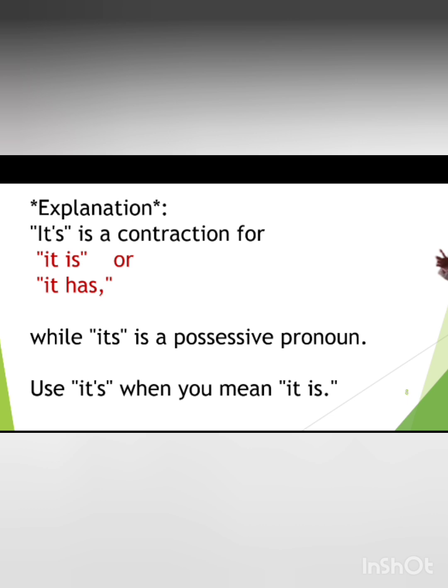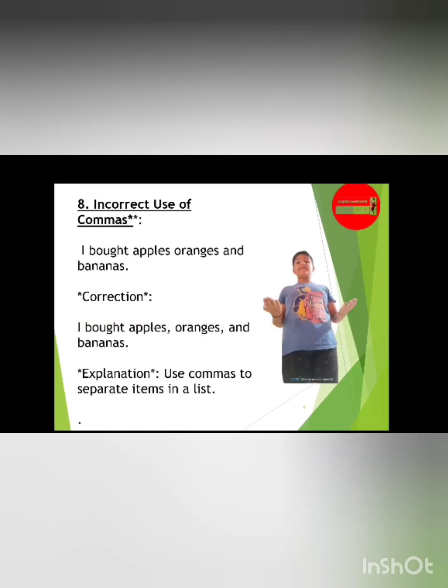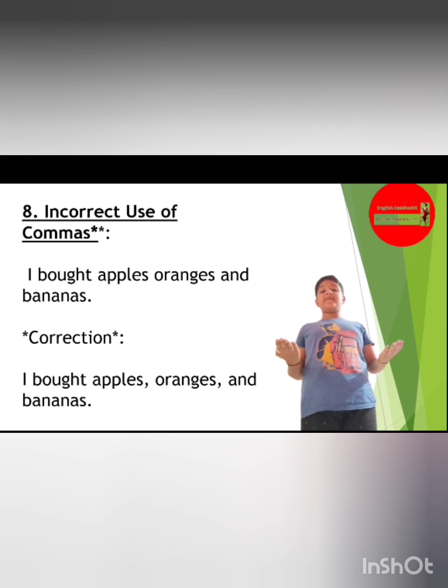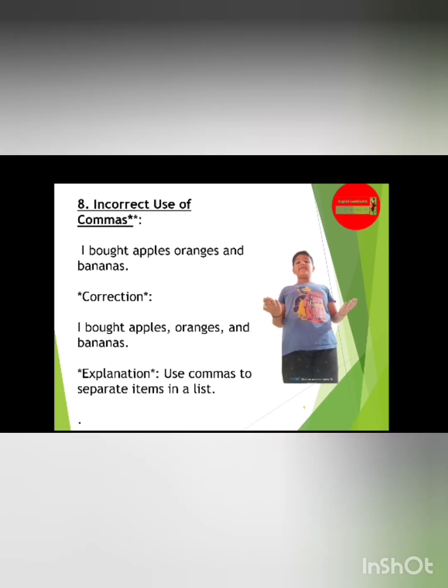Coming to the next rule, incorrect use of commas. I bought bananas, apples, oranges. I bought apples, oranges, and bananas. You need to add commas there. I bought apples, comma, oranges, comma, and bananas, full stop. So like this, you have to use the commas. Explanation. Use commas to separate items in a list.